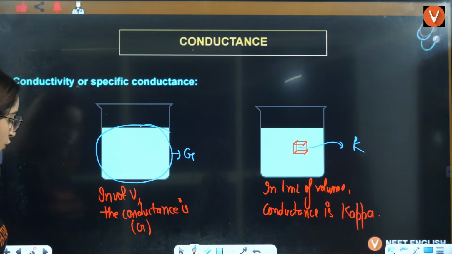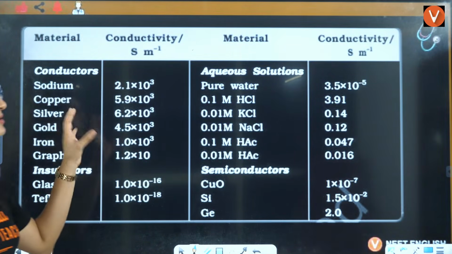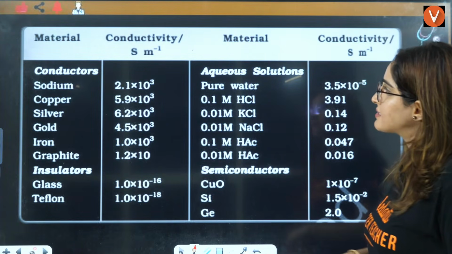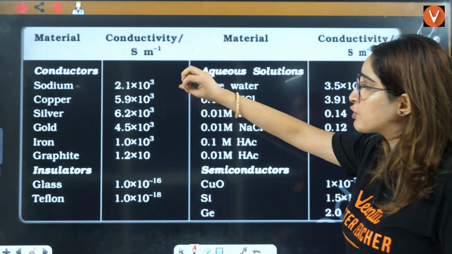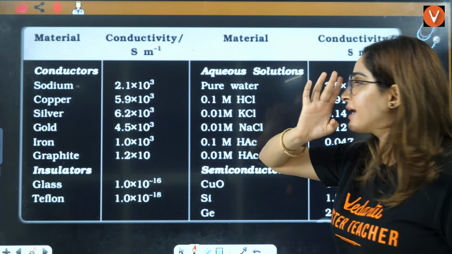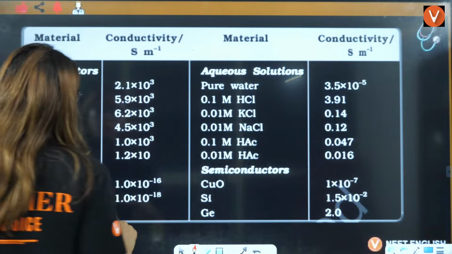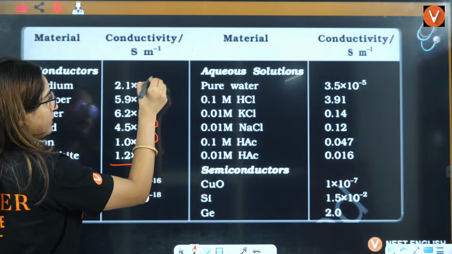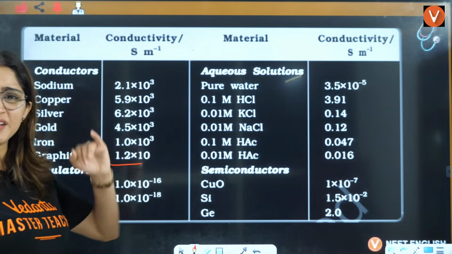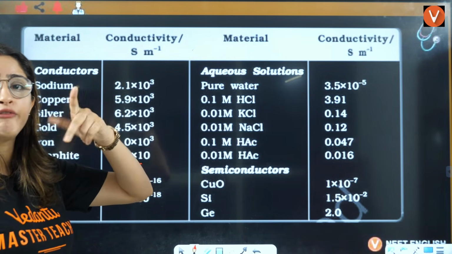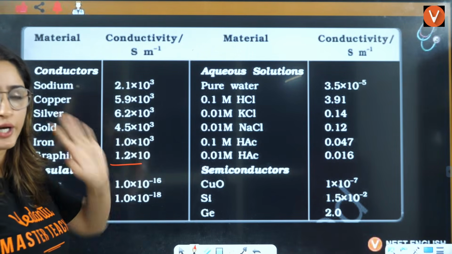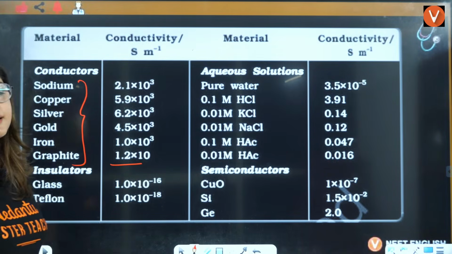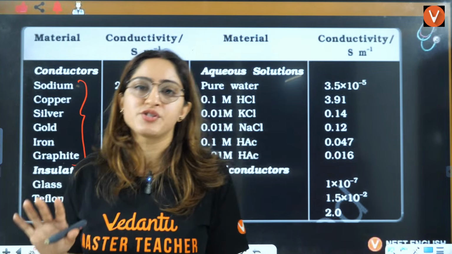Now, this is kind of important for you. Let's say this is sodium, copper, silver, gold. What you need to understand here is that if it is more than 10 raised to power 1, 10 raised to power 2, 3, 4, 5, 6, 7, 8, 9, 10, whatever it is, these are going to behave as conductors. In JEE, they have asked one question regarding this.